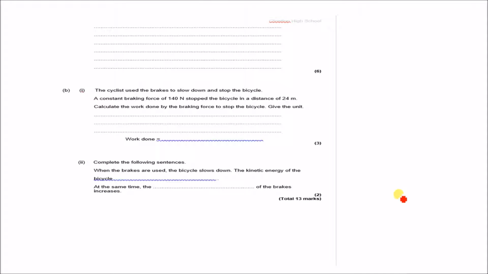Okay, so on the next question, it asks us, the cyclist used the brakes to slow down and stop the bicycle. A constant braking force of 140 newtons stopped the bicycle in a distance of 24 meters. So work done is equal to force times distance. Our force is 140. We times that by 24, and that will give us 3,360 joules. Remember, it's the energy transferred, so it's in joules.